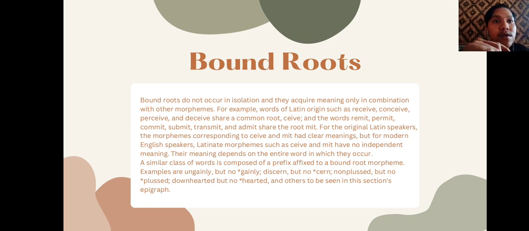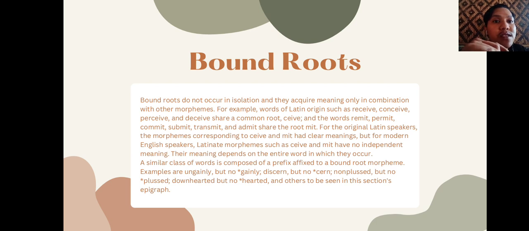Bound roots. Bound roots do not occur in isolation, and they have meaning only in combination with other morphemes. For example, words of Latin origin such as receive, conceive, perceive, and deceive share a common root, ceive. And the words remit, permit, commit, submit, transmit, and admit share the root mit. For the original Latin speakers, the morphemes corresponding to ceive and mit had clear meanings. But for modern English speakers, Latin morphemes such as ceive and mit have no independent meaning. Their meaning depends on the entire word in which they occur.